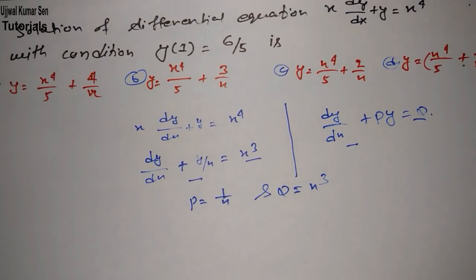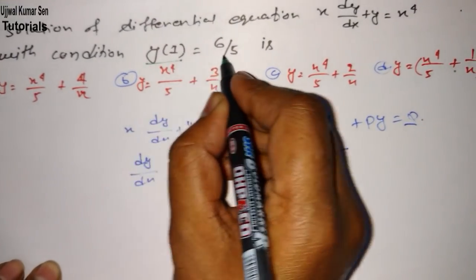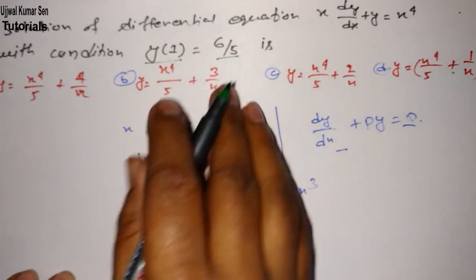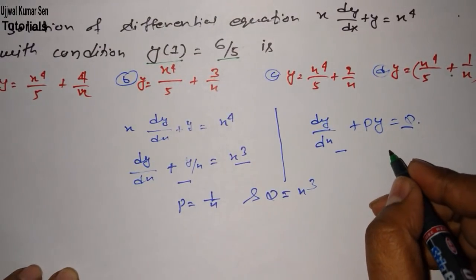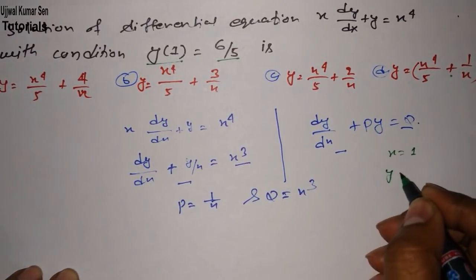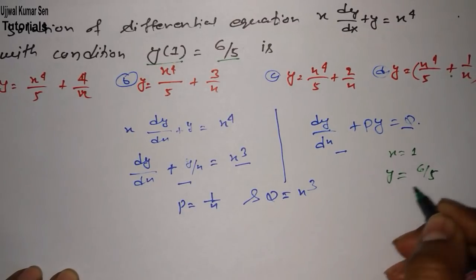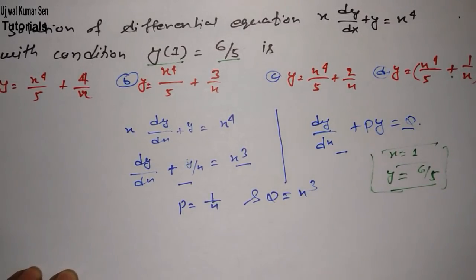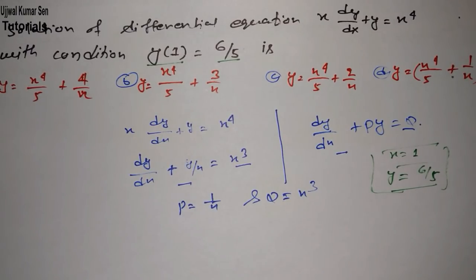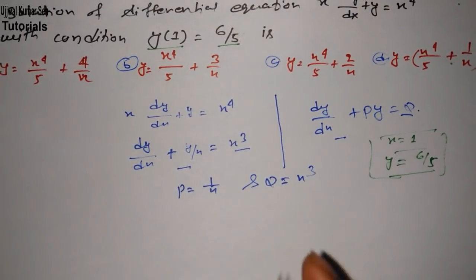Now in this question we are also given a condition, that is y(1) = 6/5. What is the meaning of this? That means when x is equal to 1, y is equal to 6/5. This is important because it will help us find the value of the constant term, that is C, because we are going to do an indefinite integral just after this, so we need to know about it.